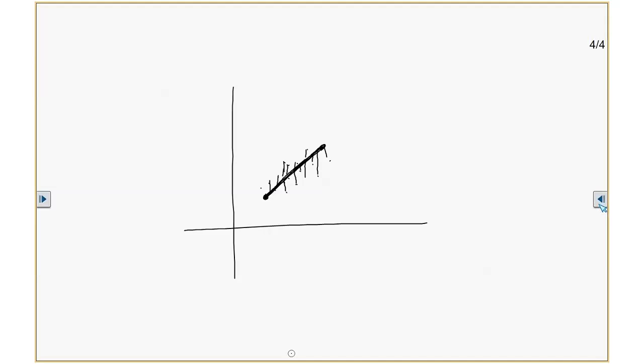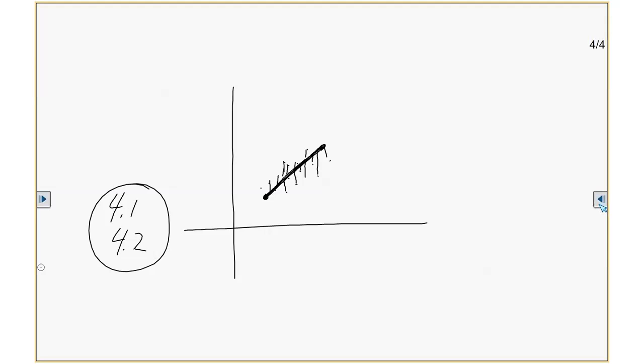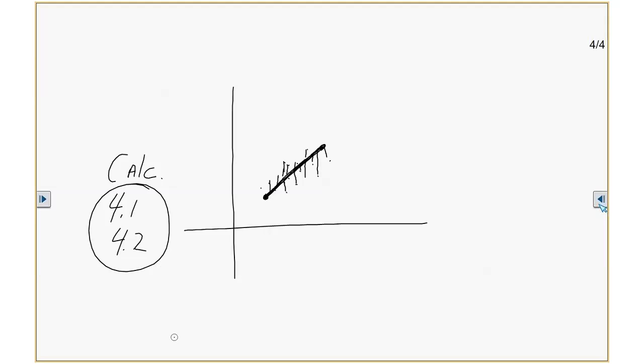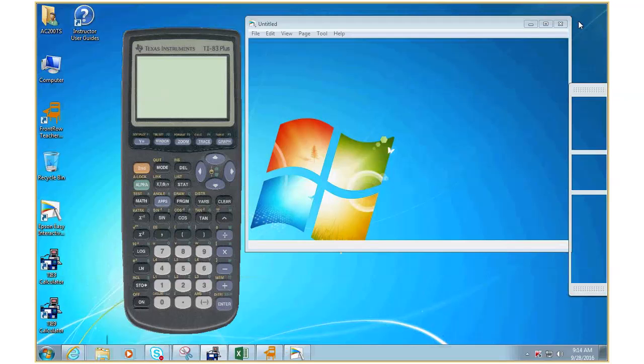All right, so Monday I'm going to go over regression, which is 4.1 and 4.2. I'm also going to show you how to do it in your calculator, so you won't be depending on the two big formulas in the book. That's what we're going to do Monday. And that'll be the end of Unit 2. Probably have the test next week.